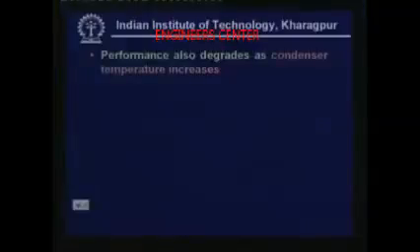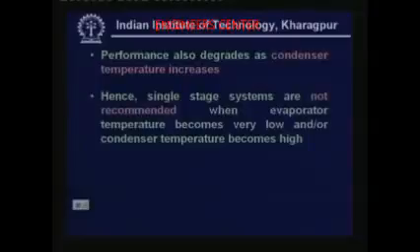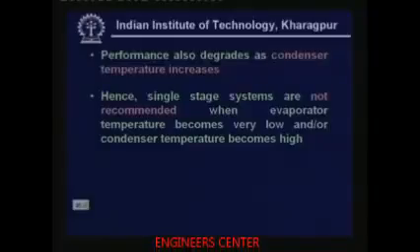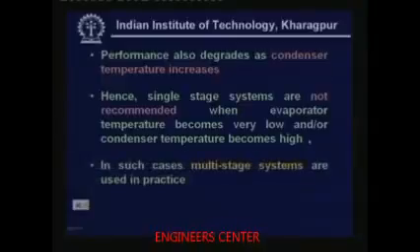And performance also degrades as condenser temperature increases. That means if you are keeping the evaporator temperature constant and increasing the condenser temperature, you will find that performance is again decreasing. So, the summary is that single stage systems are not recommended when evaporator temperature becomes very low and or condenser temperature becomes very high. In fact, they become economically unviable when the temperature lift exceeds a certain limit. In such cases, we have to use what is known as multi-stage systems.